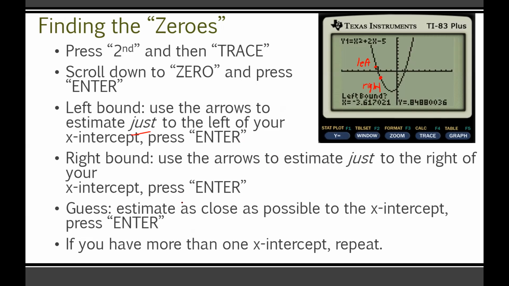And then it says guess. And what you usually should do is get as close to it as you possibly can and then press enter. And then that'll spit out what your x-intercept is, right?